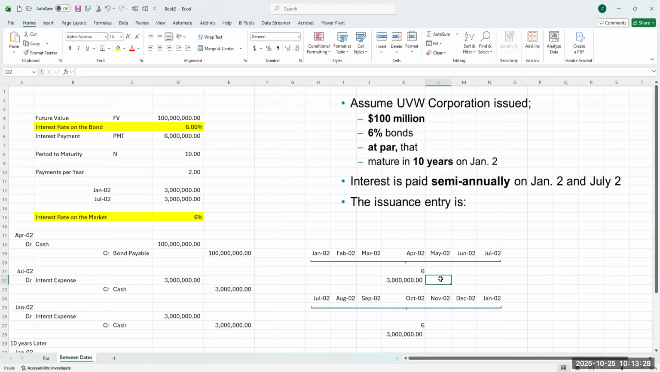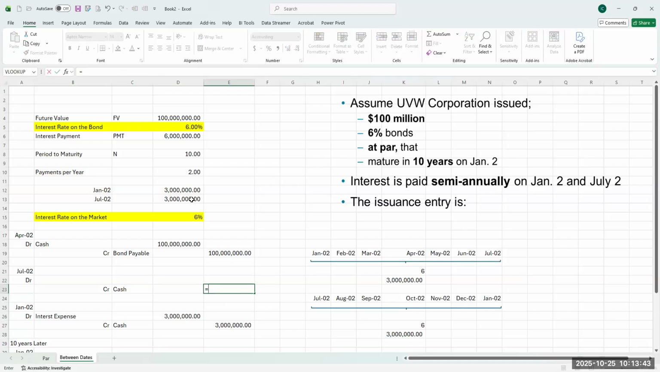Doesn't that get deducted from the principal amount or? No, you cannot change the payment amount. On July 2nd, you have to do cash. You have to pay cash, $3 million. I cannot change this $3 million cash. I have to pay on July 2nd $3 million. But again, I get the money on April 2nd.